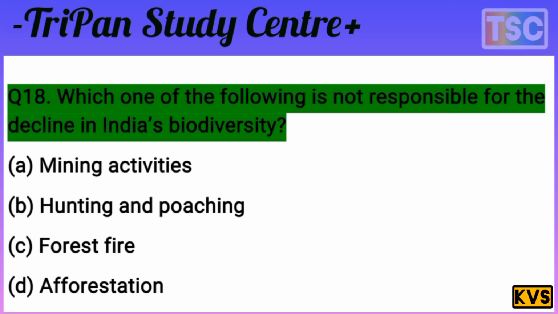Mining is an activity here. Hunting and poaching cause a maximum decline here. And forest fire, there is animal decline in India. The option D is correct here. D, afforestation, is not responsible for the decline in Indian biodiversity. Note that afforestation is not responsible for the decline in India's biodiversity. That's the important answer for this question here.